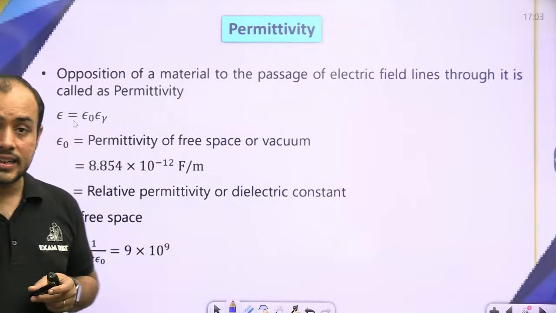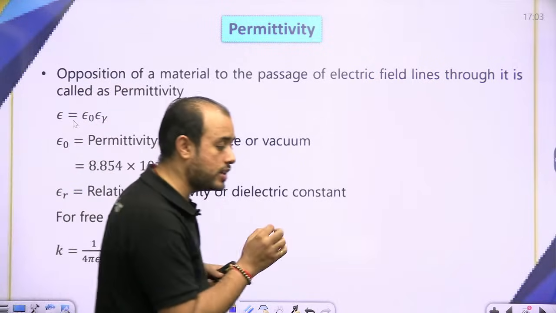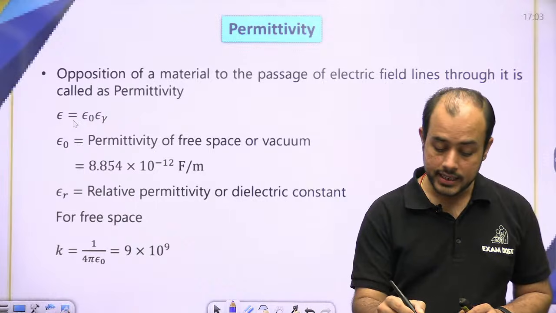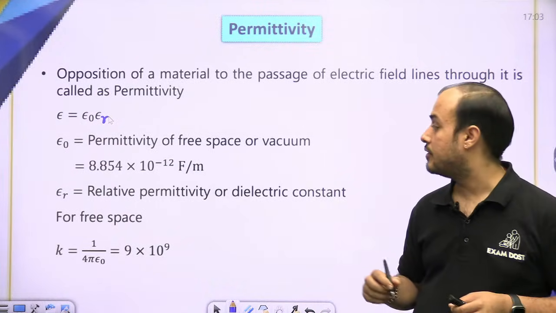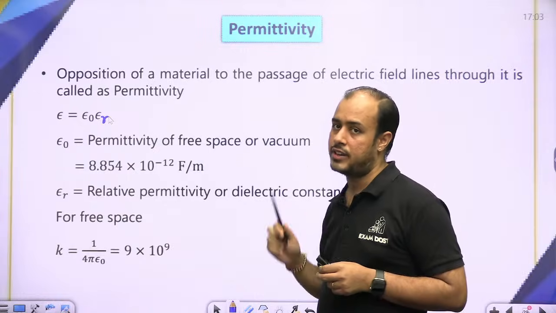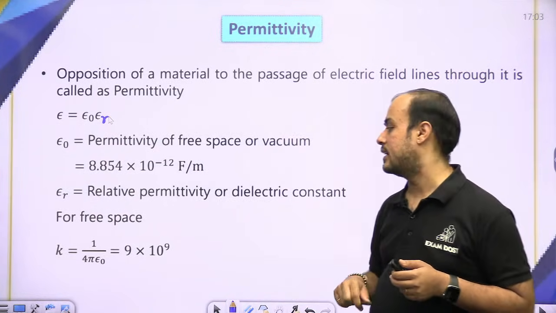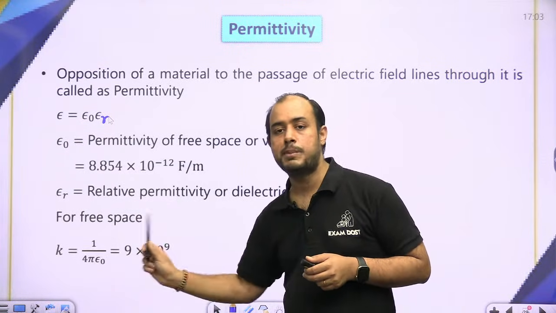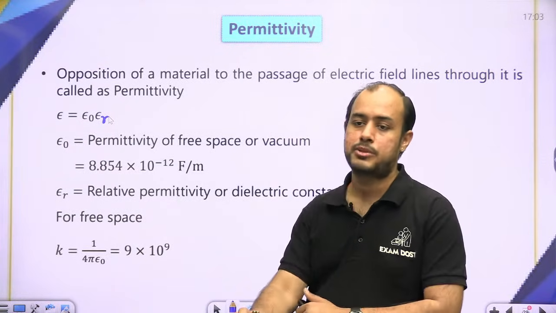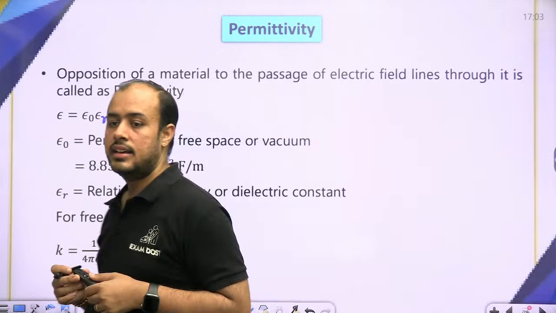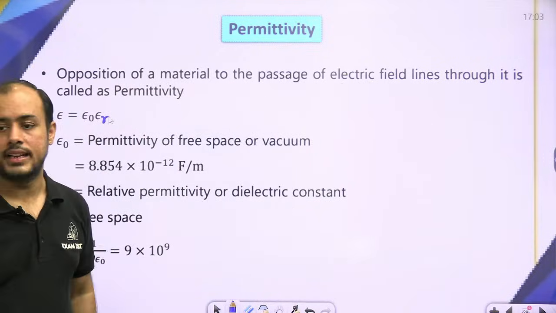इलेक्ट्रिक फील्ड लाइंस के रास्ते में एक मटेरियल कितनी रुकावट पैदा करता है उसे परमिटिविटी कहते हैं. It is epsilon naught, epsilon r, where epsilon naught is the permittivity of free space, and epsilon r is the relative permittivity and dielectric constant. So for free space, K is 1 by 4 pi epsilon naught, which is 9 into 10 to the power 9.